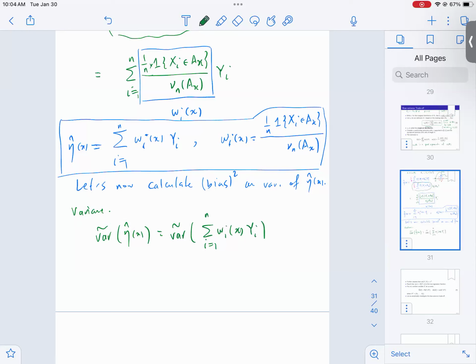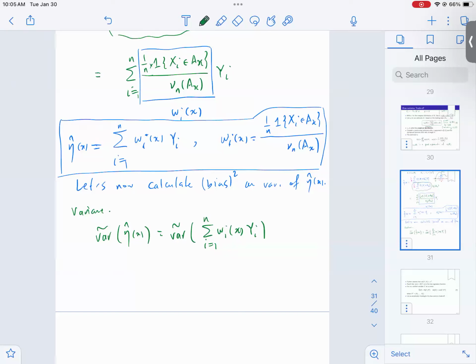Okay, so you can see now why my conditioning on the training x's is helpful. Because if you notice, these weights only depend on the training x's, and we are conditioning on the training x's. So these weights are constant. The w_i's are constant, but y_i is still random, because conditional on the training x's, y_i is random.